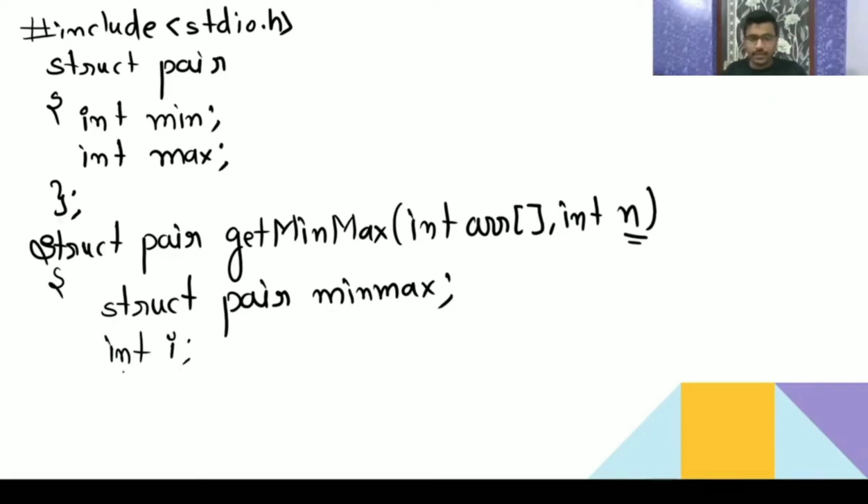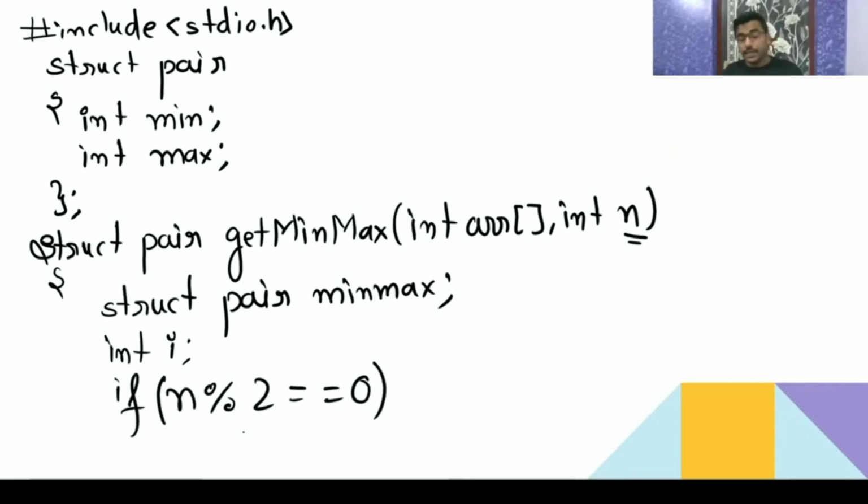Now we check if n mod 2 is equal to 0, meaning the number of elements is even. Then we have to compare the first two elements, and out of these two, whichever is the maximum will be initialized in max, and whichever is the minimum I will initialize in min. Okay, is it done?